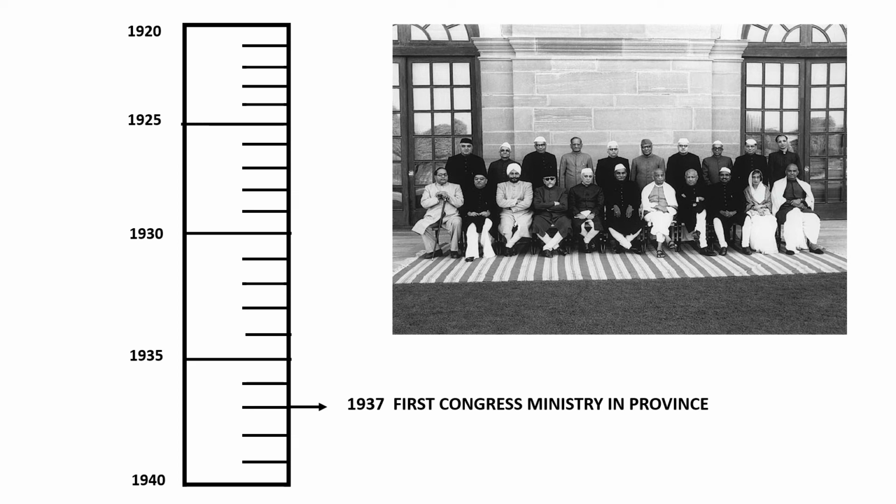It formed ministries in 8 provinces, namely Madras, Bombay, Central Provinces, Orissa, Bihar, United Provinces, North-West Frontier Provinces and Assam. In Assam, it formed a coalition government. The Congress ministries functioned as a popular government and responded to the needs of the people.